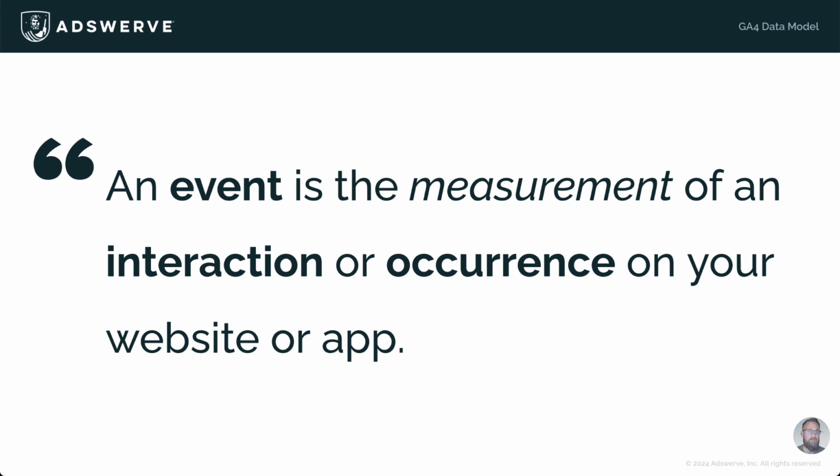It's saying that when something happens on your website or in your app, like a page view, that is an event or that is an occurrence of the event. When the user clicks on something, that's an interaction. So is a page view. But for Google Analytics, the important part of that is it's something that we want to measure. Measurement is the critical concept of the event.